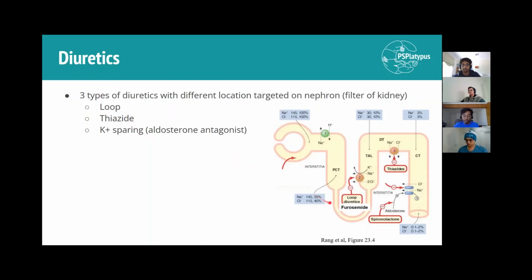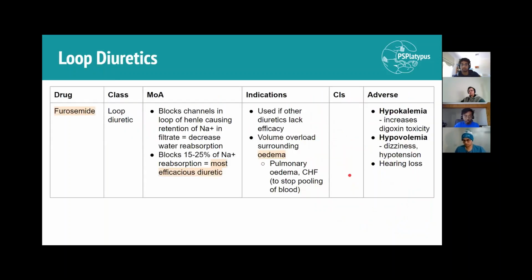One is the loop diuretic, which acts at the thick ascending limb of the loop of Henle, which is this loop here. This loop diuretic, the main class is, and it is the most efficacious diuretic. So it's the most effective one, and because of that, it's used when other diuretics typically lack efficacy. It leads to volume overload.